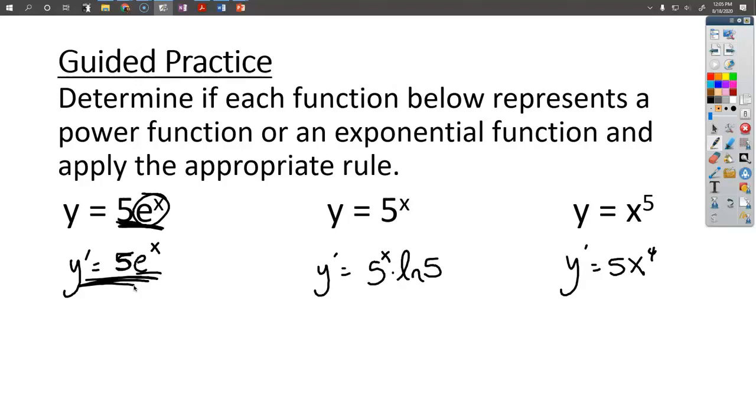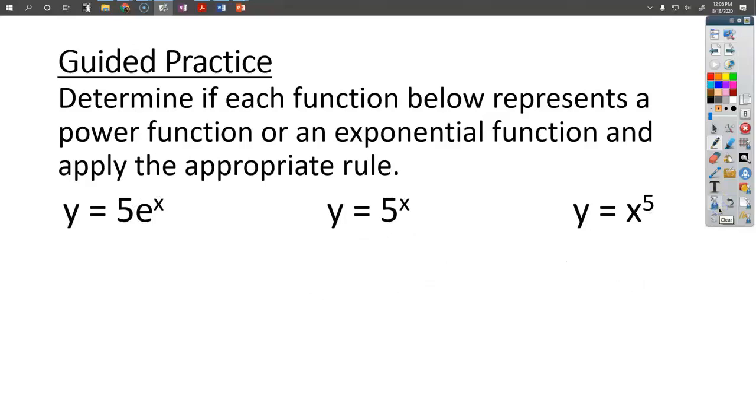The next one, and by the way, that is an exponential function. Over here, this is an exponential function as well, but it doesn't have a base of e. So for those ones, we rewrite the function as usual, but we're going to put times ln of 5, ln of the base. This one over here is a power function, so we do the power rule where we multiply the 5 to the front and take 1 off the power to get 4. So there's your derivatives for each one of those.